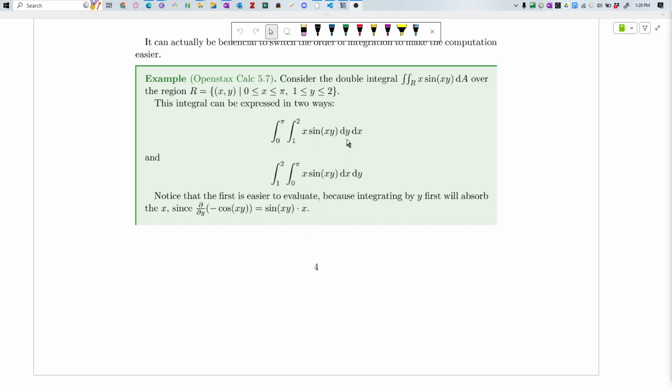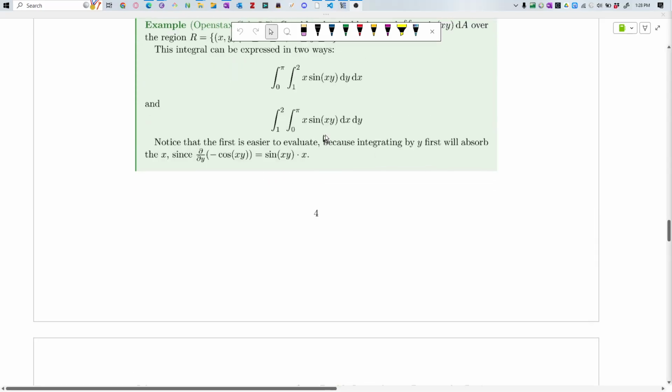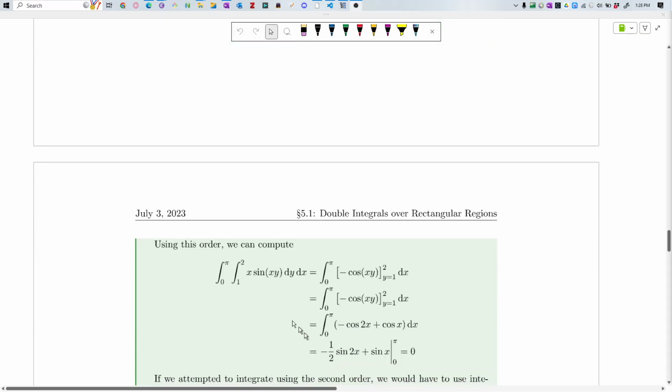So this integral we've basically just done already. By integrating with respect to y, you end up with this quantity. You would evaluate this expression from 1 to 2.